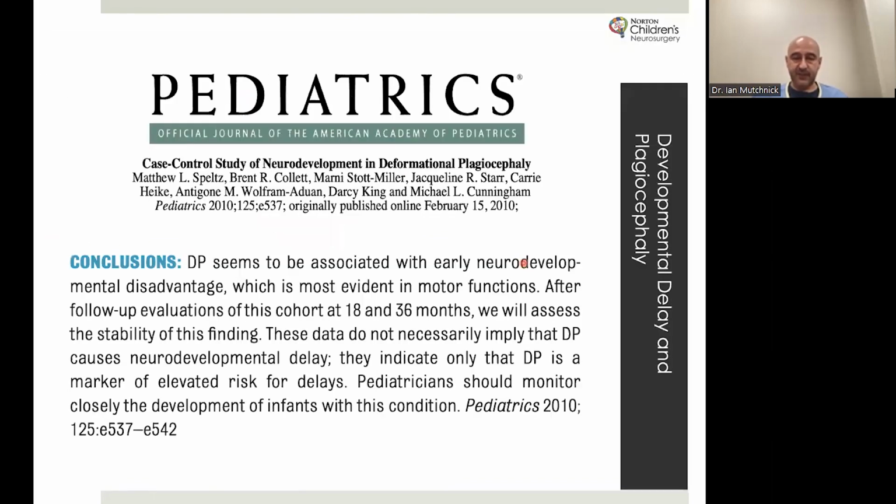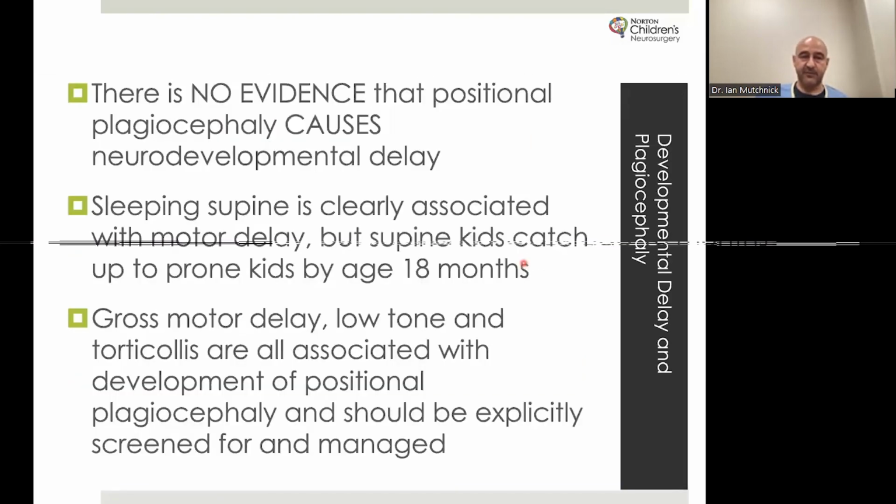Here is the study that put to bed our worries about deformational plagiocephaly causing delay. This is Pediatrics 2010, Speltz et al., in which they conclude that deformational plagiocephaly is a marker of elevated risk for delays. Pediatricians should monitor closely the development of infants with this condition, but it is not the case that the plagiocephaly causes that neurodevelopmental delay, right? No evidence that plagiocephaly causes neurodevelopmental delay.